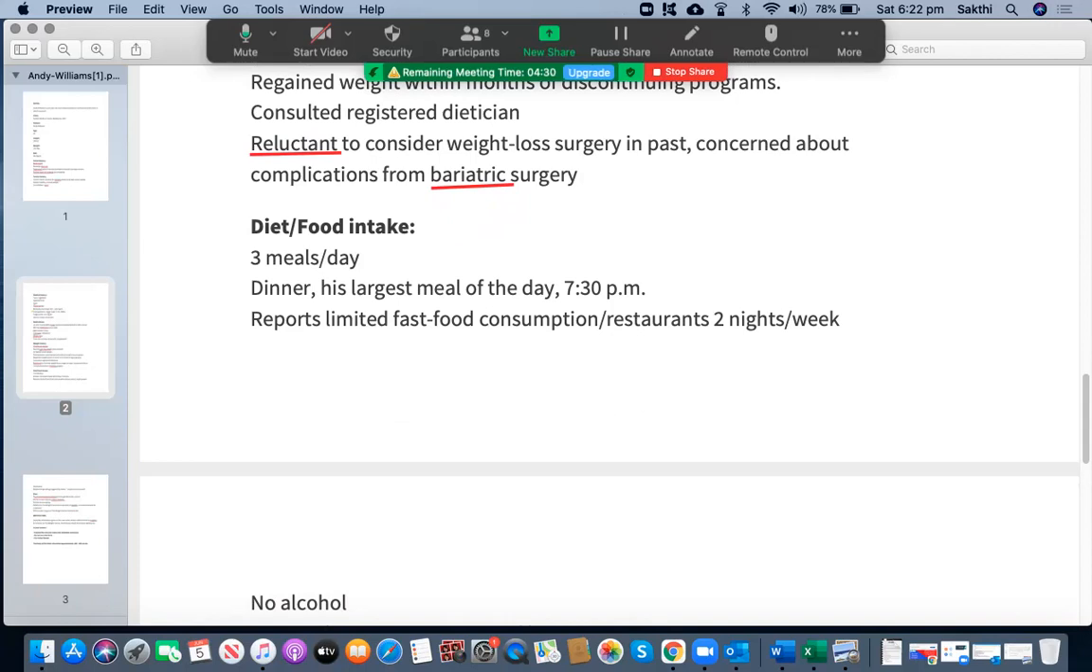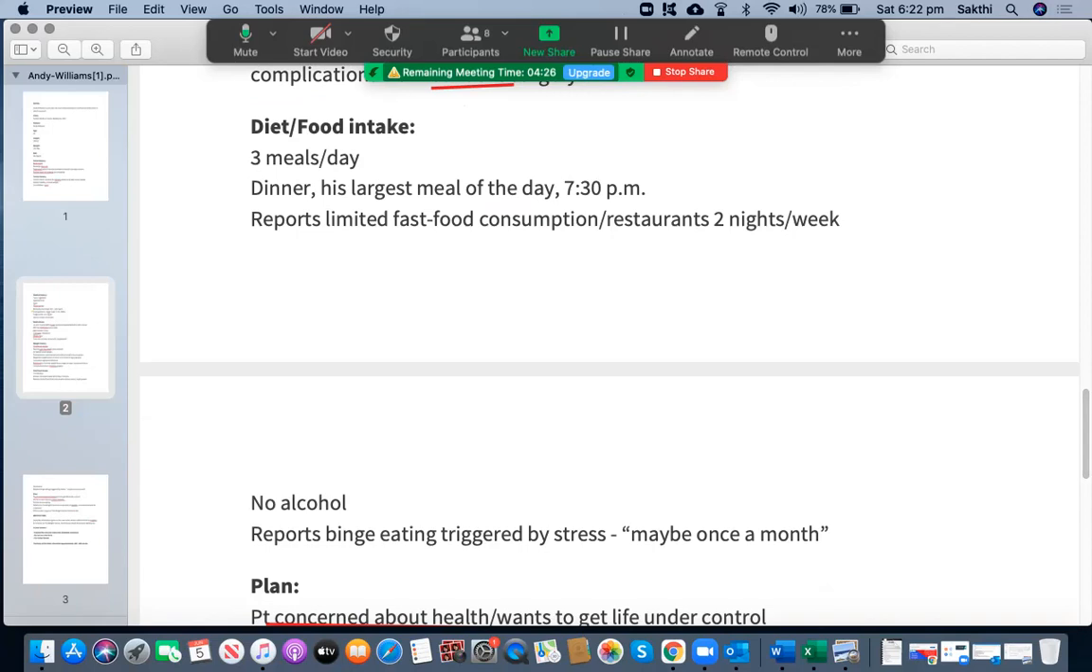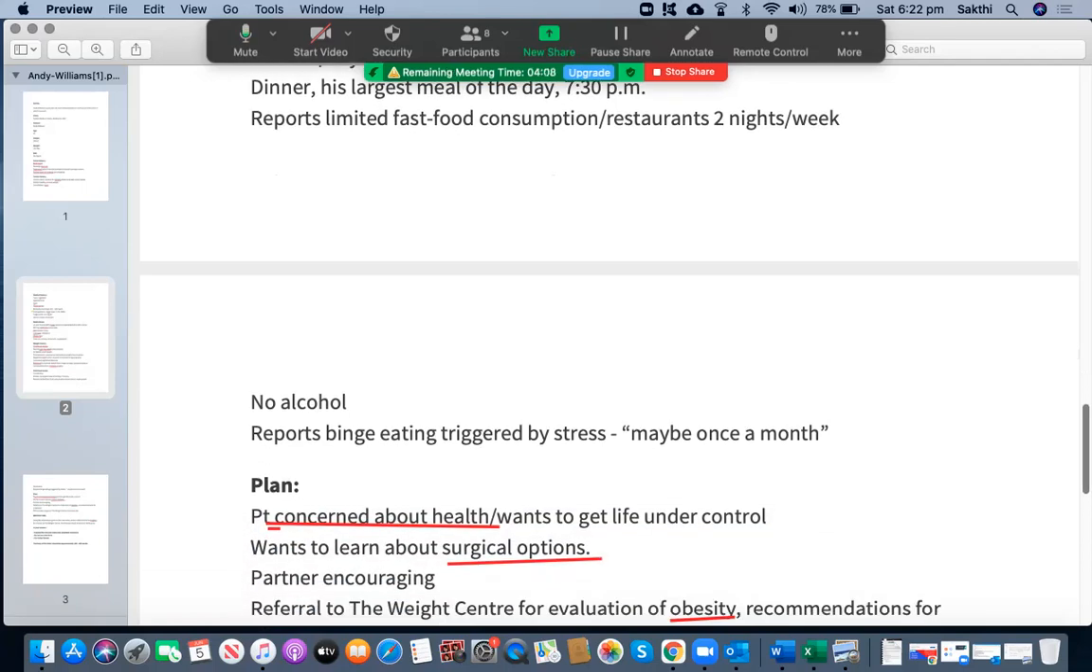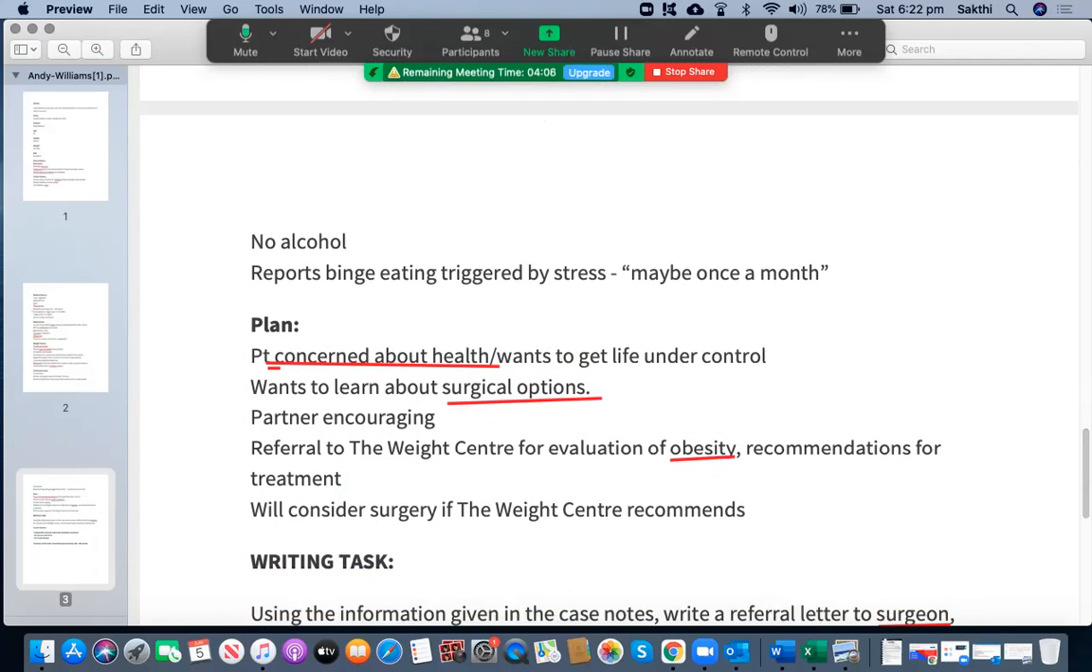Reports limited fast food consumption, restaurants 2 nights a week. Maybe I think you can recommend him not to eat at restaurants at all. Do you know what I mean? Yes. But did you include this one? Dinner and 3 meals I got, and limited fast food I included. Okay, all right. Which could have been reduced actually. No alcohol, that's good. Reports binge eating triggered by stress, maybe once a month. Okay. You could have included these two things in one sentence.